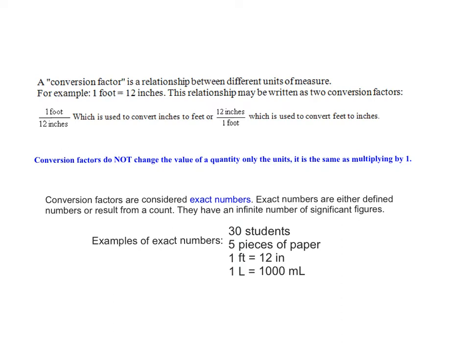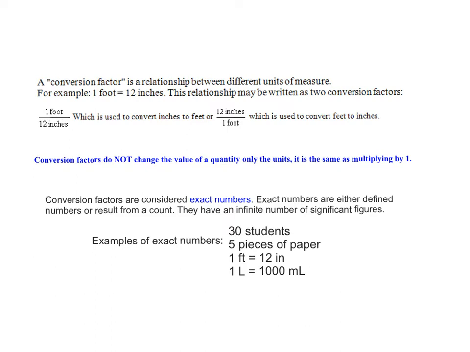So a conversion factor is that relationship between two different units of measurement. For example, 1 foot is 12 inches. You can write this relationship as two different conversion factors: 1 foot divided by 12 inches, or 12 inches over 1 foot. That's effectively the same thing. Everyone in the universe agrees that 12 inches is 1 foot, which, in terms of math, is like writing 2 over 2. It's the same measurement, just with two different units. Conversion factors do not change the value of a quantity, only the units. It's effectively the same as multiplying by 1.